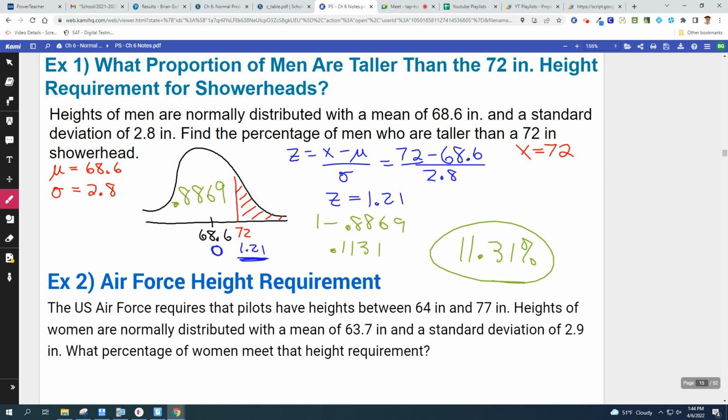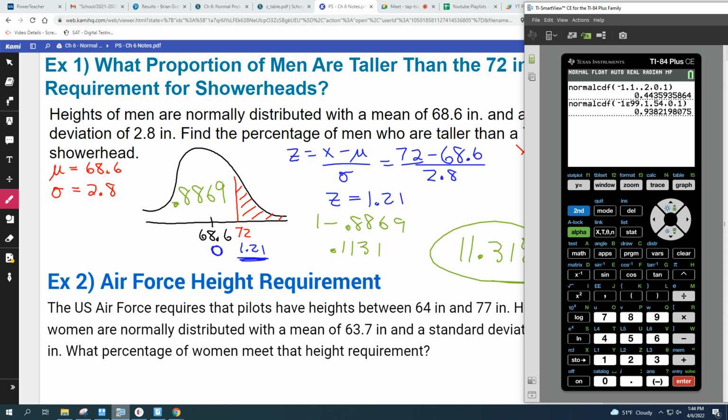Now, think about this if we had a calculator, because we actually should be able to use our normal CDF function in this calculator. So second vars and go down to normal CDF. C stands for cumulative. The way we would have done it yesterday is we would have gone from lower bound 1.21 and the upper bound basically positive infinity.